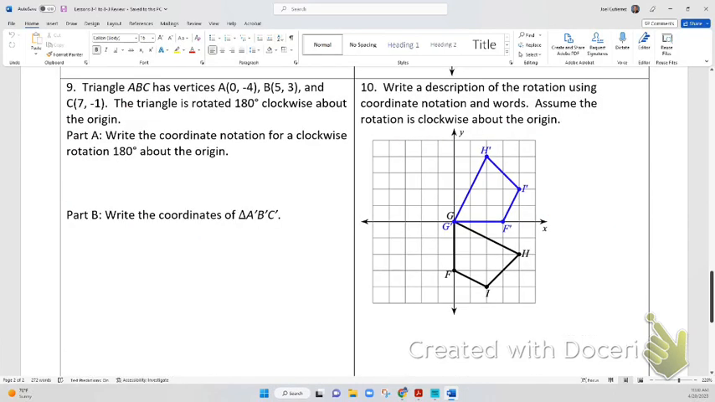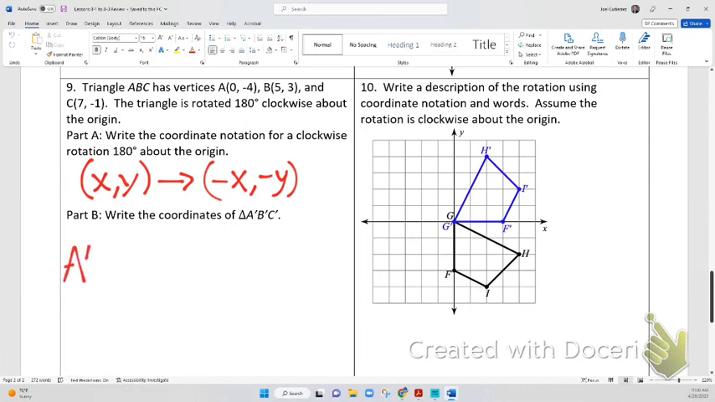So for number 9, it says triangle ABC has the following vertices, and the triangle is rotated 180 degrees clockwise about the origin. So first it says write the coordinate notation. So remember that whenever you have a 180 degree rotation, the original xy value changes to the opposite. So it would be negative x, negative y. So anything that was originally positive changes to negative. Anything that was negative originally changes to positive.